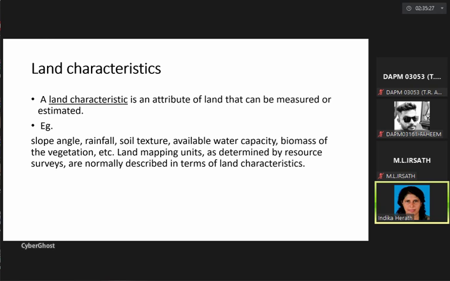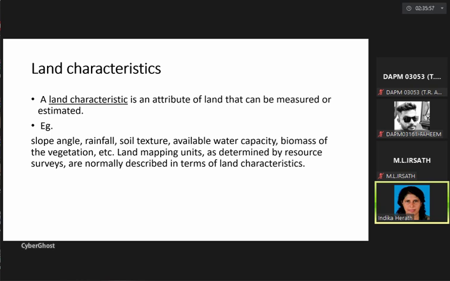Biomass and the vegetation. So the vegetation is also considered to be a land characteristic. And land mapping units. When you have a map prepared for your land, those mapping units are also considered to be land characteristics, as determined by resource surveyors, normally described in terms of land characteristics.